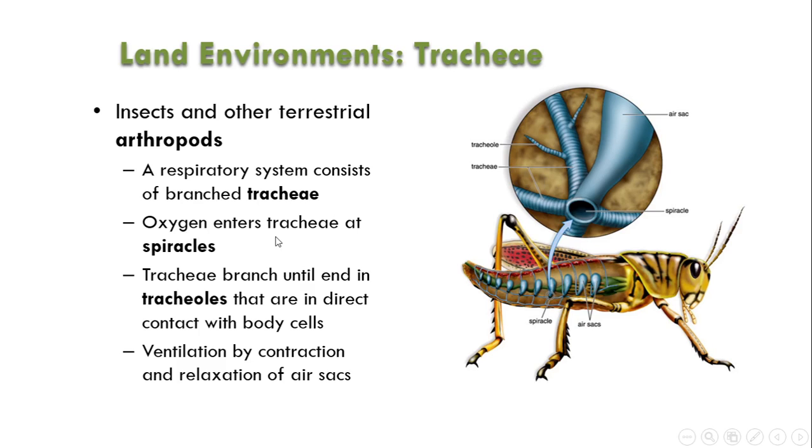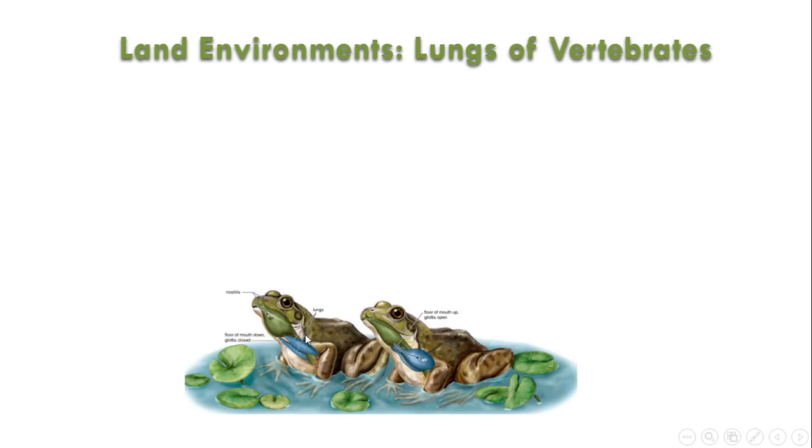Oxygen enters the trachea at the spiracles. Trachea branch until they end in the tracheoles that are in direct contact with body cells. Ventilation is by contraction and relaxation of air sacs.